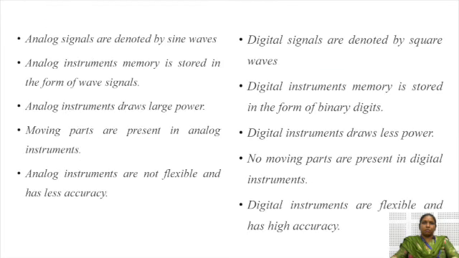Analog signals are denoted by sine waves, whereas digital signals are denoted by square waves. Analog instruments' memory is stored in the form of wave signals, and digital instruments' memory is stored in the form of binary digits. Analog instruments draw large power, whereas digital instruments draw less power. Moving parts are present in analog instruments, whereas there are no moving parts in digital instruments. Analog instruments are not flexible and have less accuracy, whereas digital instruments are flexible and have higher accuracy.